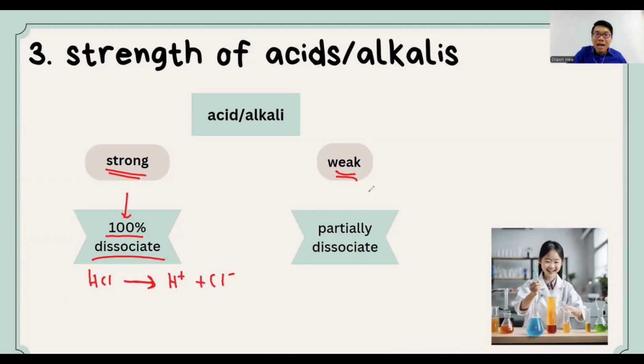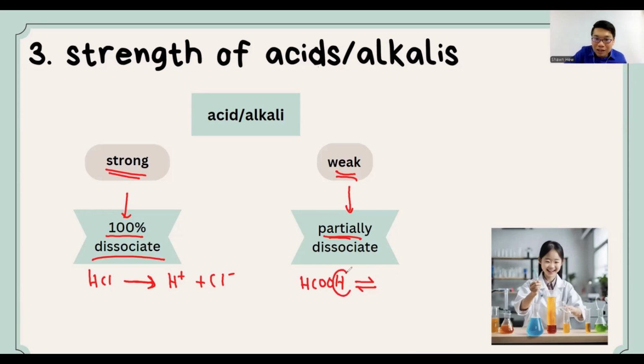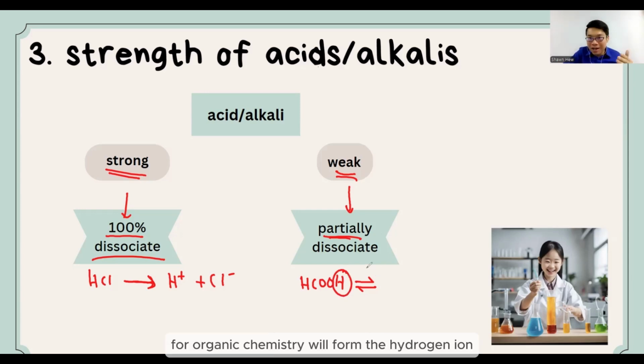Cl-. How about a weak acid? It will only partially dissociate. For example, HCOOH, methanoic acid, that we will learn in organic chemistry. Since it's not fully 100% dissociated, we cannot draw a one direction arrow. We must draw a reverse direction arrow. This hydrogen, for organic chemistry, will form the hydrogen ion, and then the balance HCOO will form the negative ion.